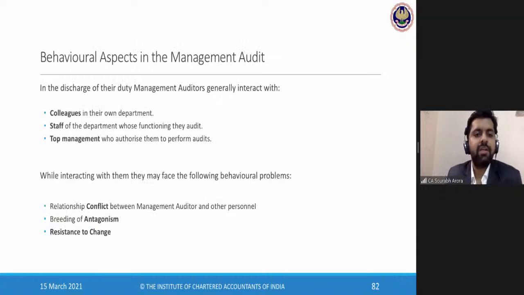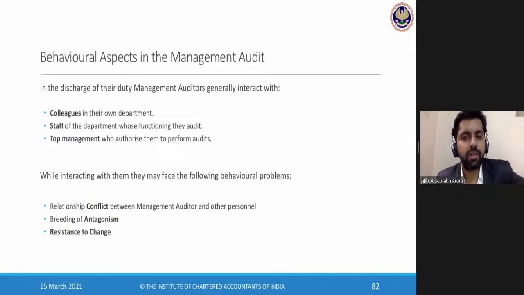Then there are behavioral aspects in the management audit. So what we have hinted earlier as well, that during the audit you might face behavioral issues from the auditee, and so we'll discuss them in detail. This is a little interesting topic, so let's discuss that.